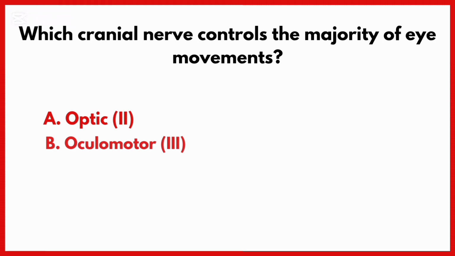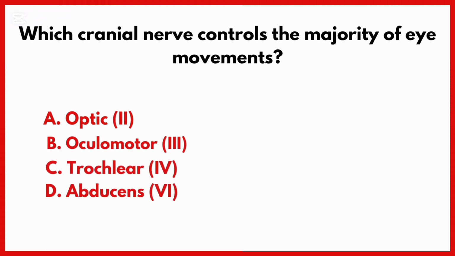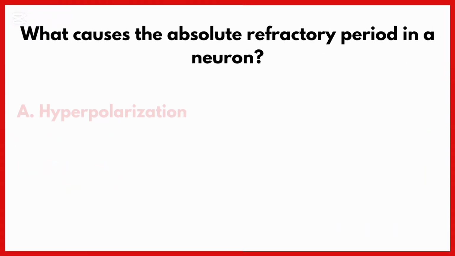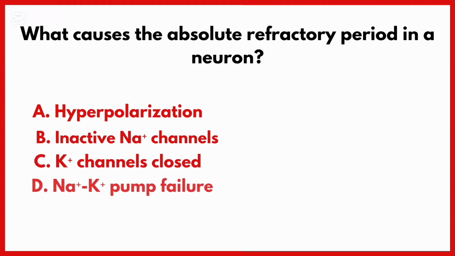Which cranial nerve controls the majority of eye movements? Correct answer is option B. What causes the absolute refractory period in a neuron? Correct answer is option B.